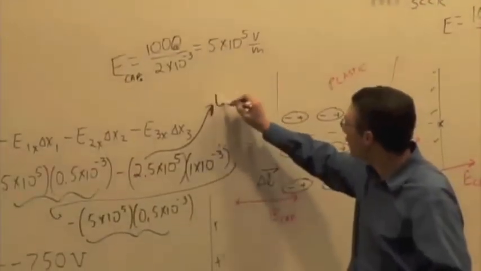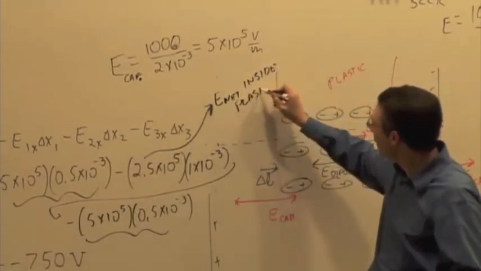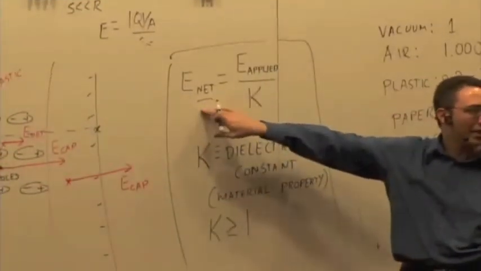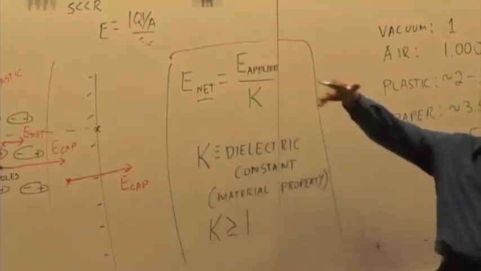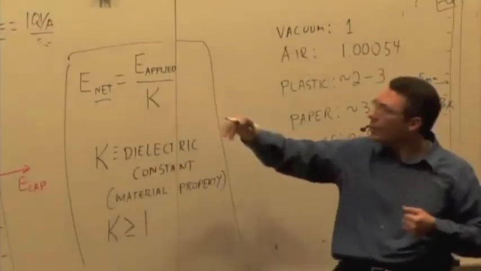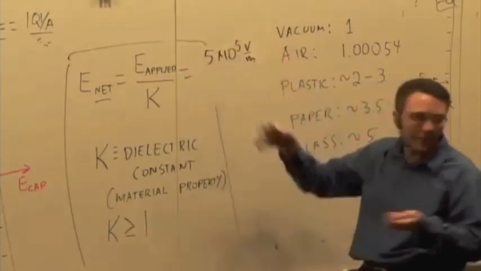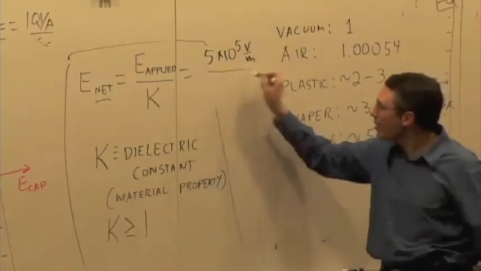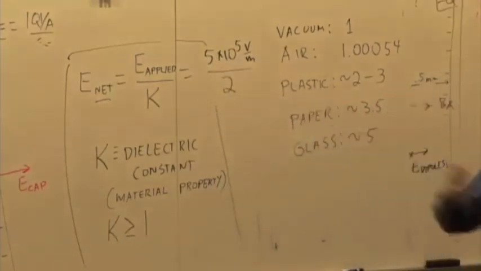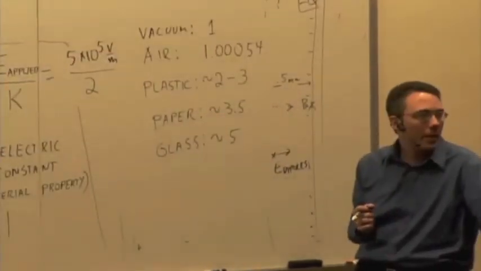I said that this electric field is the net electric field inside the plastic, right? The dielectric relationship says that the net electric field inside your plastic is going to be the applied electric field, meaning the field that causes the polarization in the first place. In this case, that's the field due to the capacitor. So in this case, it's 5 times 10 to the 5th, the same electric field that we had before, divided by the dielectric constant, which is 2. So the overall net electric field turns out to be 2.5 times 10 to the 5th. Okay? Other questions here?